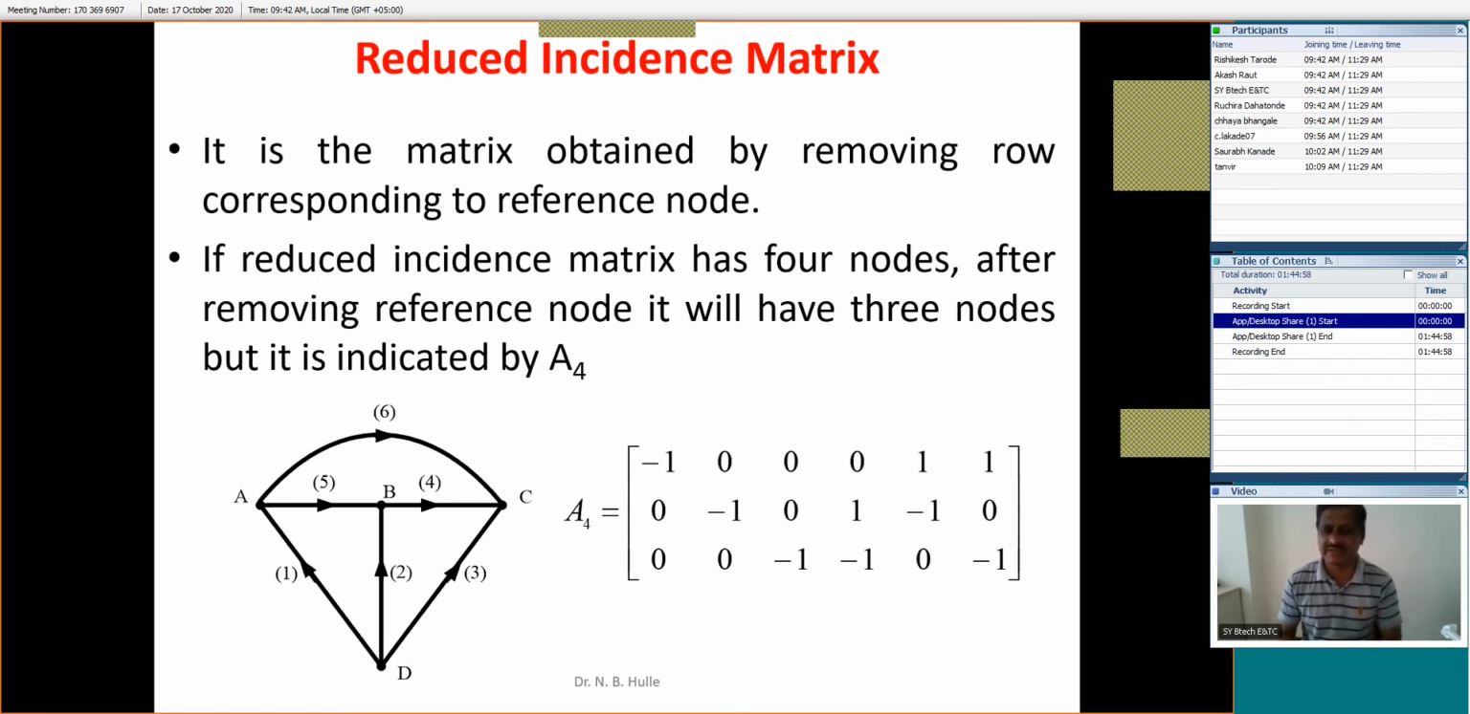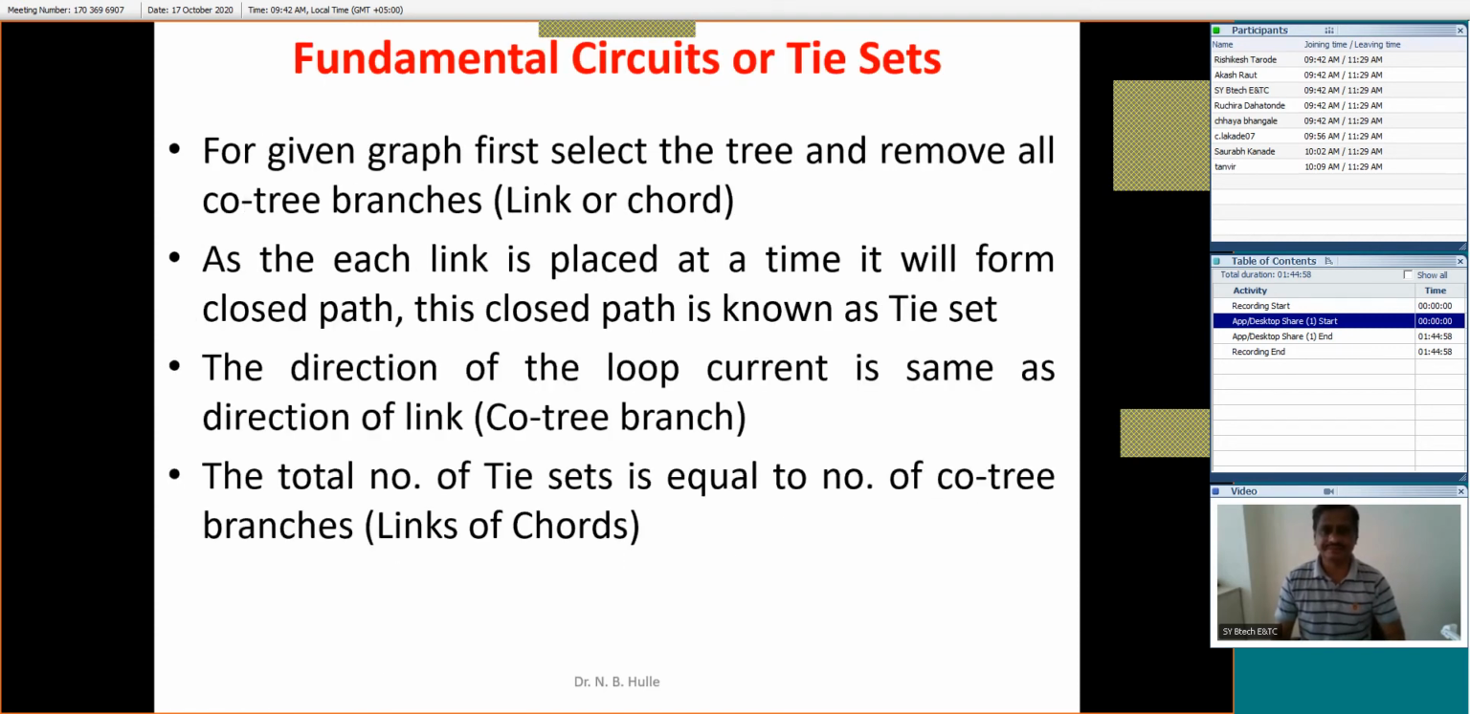Means we can do vice versa. If the incidence matrix is given to us, we can obtain its reduced incidence matrix, and if the reduced incidence matrix is given to us, we can obtain its original incidence matrix. These are the things about the incidence matrix.